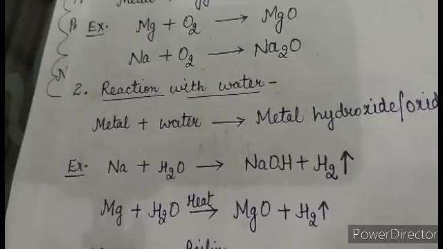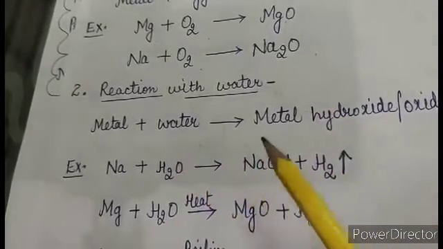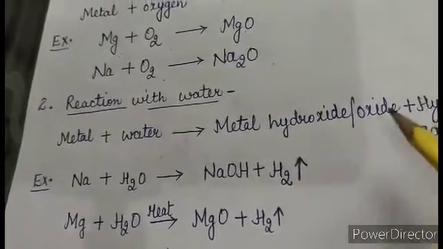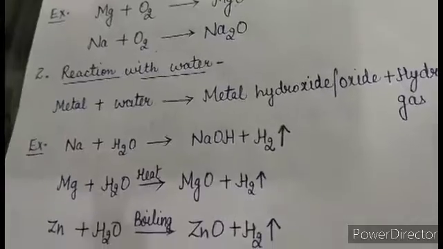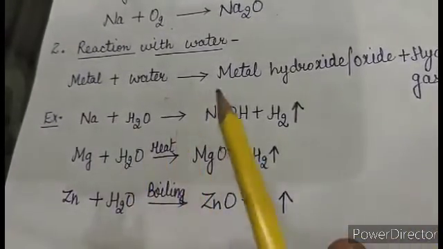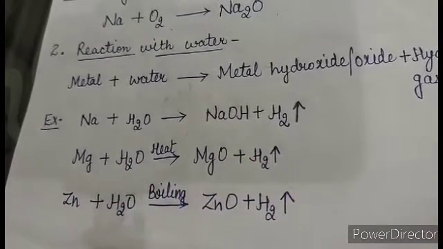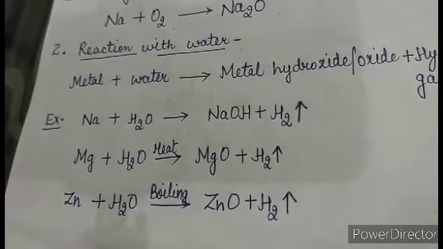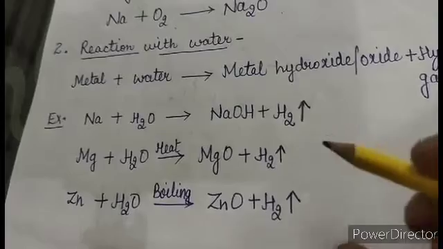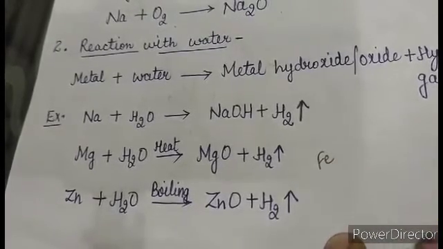And second was reaction with water. That means when metals react with water, they form metal hydroxides or metal oxide plus hydrogen gas. There we discussed that some metals react with cold water, whereas some react with water on a little heating, and some react with boiling water. And one more metal we have, that is iron, which reacts with steam.